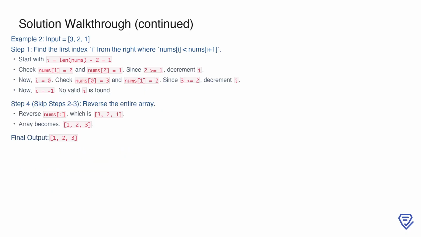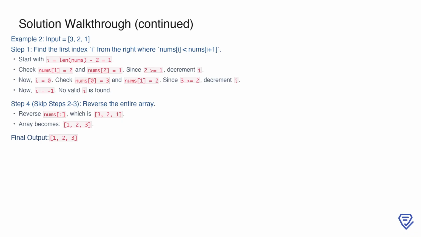Now, let's examine the second example where the input array is 3, 2, 1. As before, we start by finding the rightmost index i where nums[i] is less than nums[i+1]. Setting i to len(nums) - 2, which is 1, we check nums[1], which is 2, and nums[2], which is 1. Since 2 is not less than 1, we decrement i to 0. Here, nums[0] is 3, and nums[1] is 2. Again, 3 is not less than 2, so we decrement i to -1.